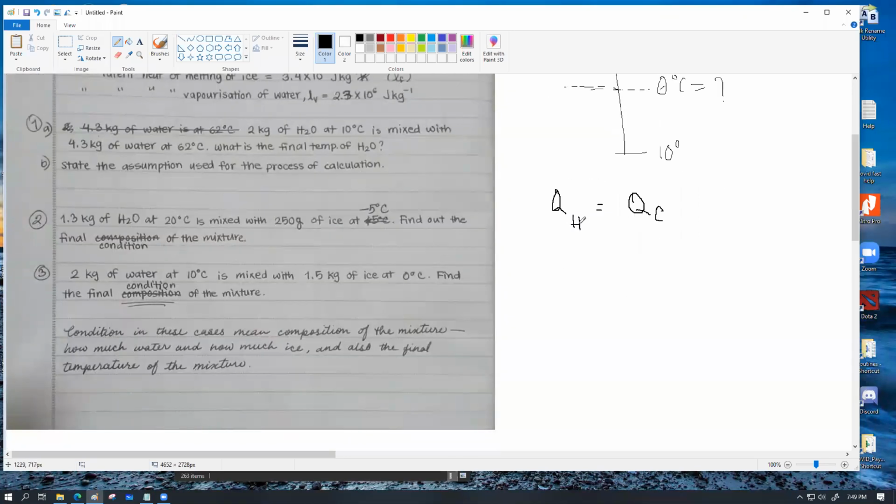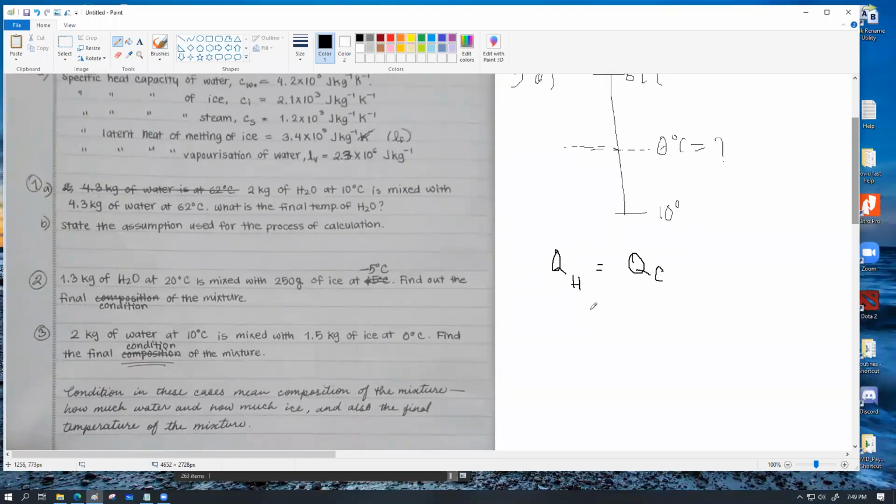Because this is applicable for temperature change cases, not state change cases, I'm going to write up this equation. For the hot water mass, I'm going to apply the equation MC delta theta for this scenario and MC delta theta for this scenario as well. Now what I need you to understand.